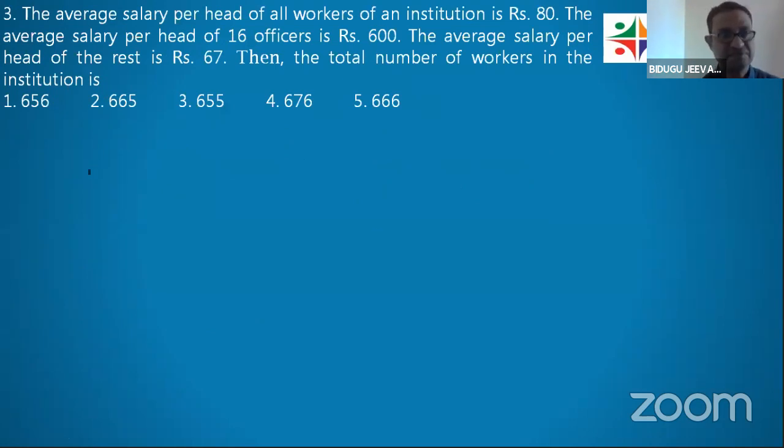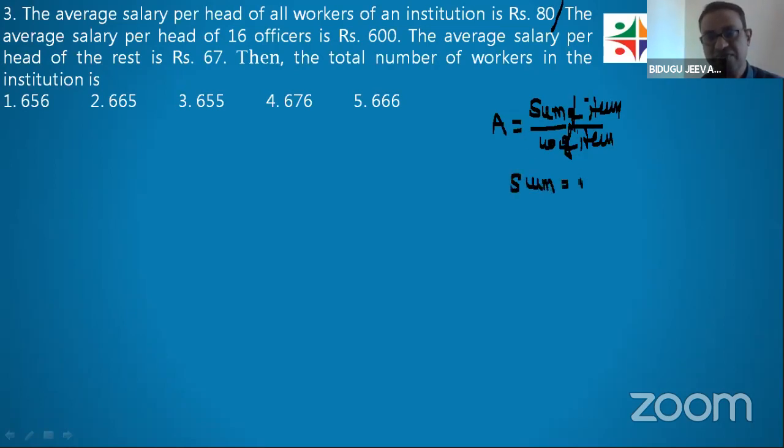Question number 3. Average salary per head of all workers in the institution is 80. Now this problem comes under average. What is average? Average is equal to sum of items divided by number of items. So this is the fundamental formula. How to get the sum? Sum is equal to average into number of items. Wherever you want to calculate the sum, average must be multiplied with the number of people.